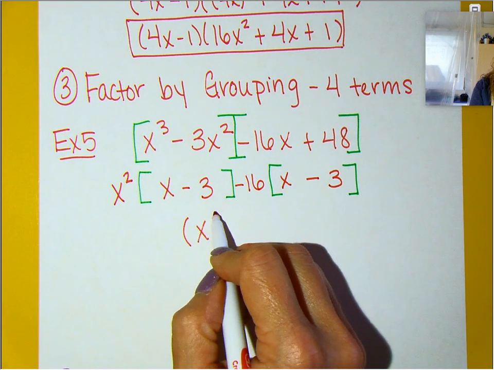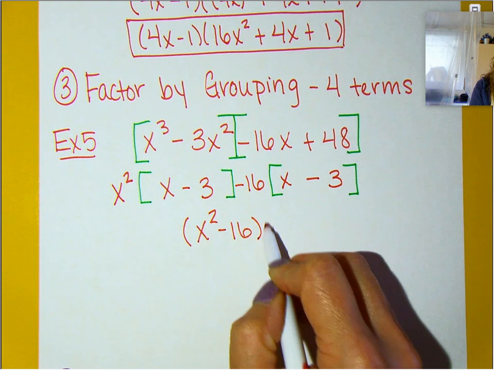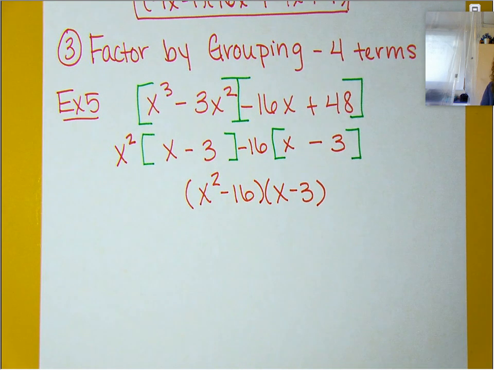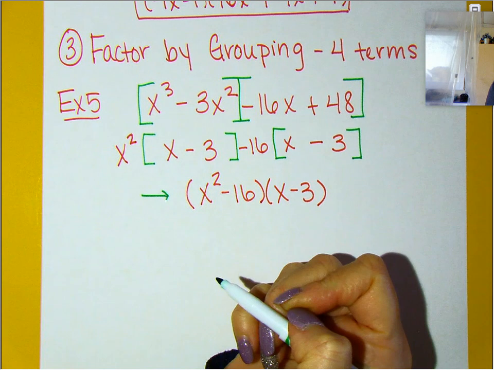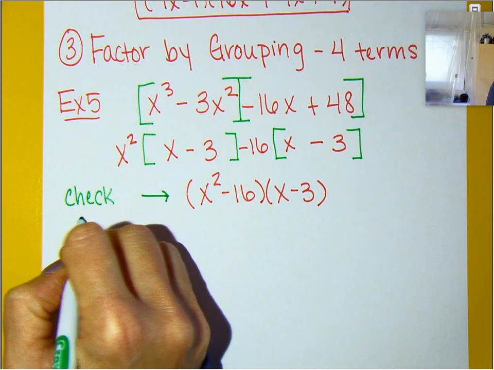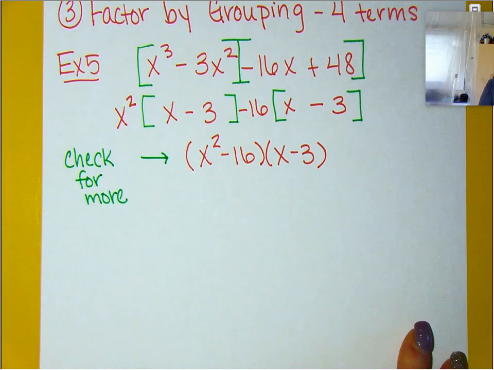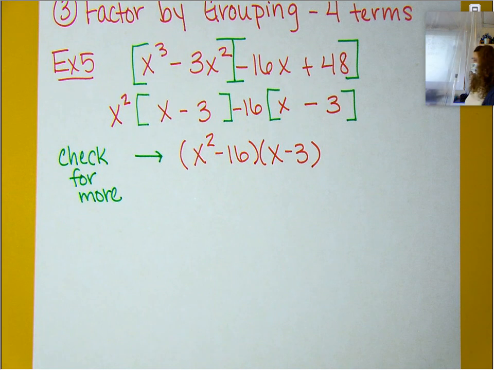Then same thing like before, we take x squared minus 16 as one of our factors and x minus 3 as the other. So it's exactly like factoring a trinomial, only this one's already split apart into 4 terms for you. Now, before I'm done, check here and see if there's anything else that can be factored. So I'm going to say check for more, because usually with grouping, not always, a lot of times you'll see something else that might work. Do we see something else that factors? Do you see it?